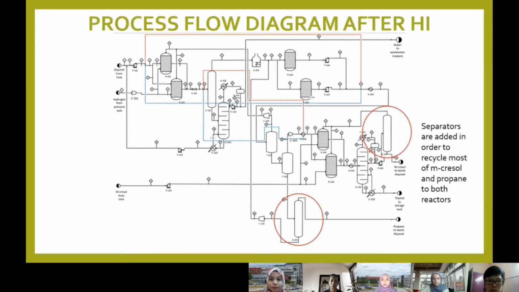So this is our process flow diagram of our plant. And the separators are added in order to recycle most of amcrazole and propane to both reactors.